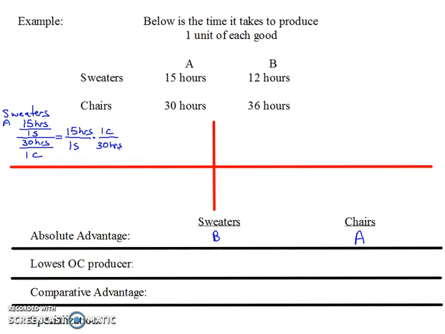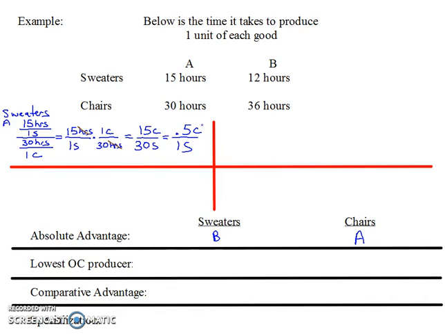Then I'm just doing math. The hours cross out, and that leaves me with 15 chairs over 30 sweaters, and that means 0.5 chairs over 1 sweater. Verbally, that means every time A produces a sweater, he gives up half a chair. Okay? So listen to that one more time.